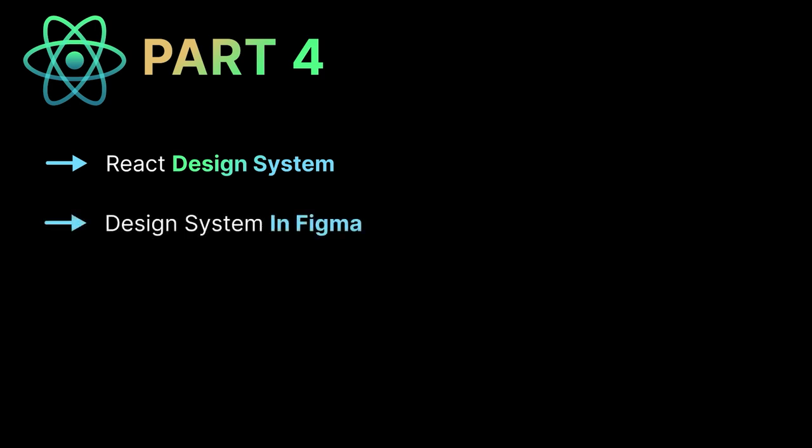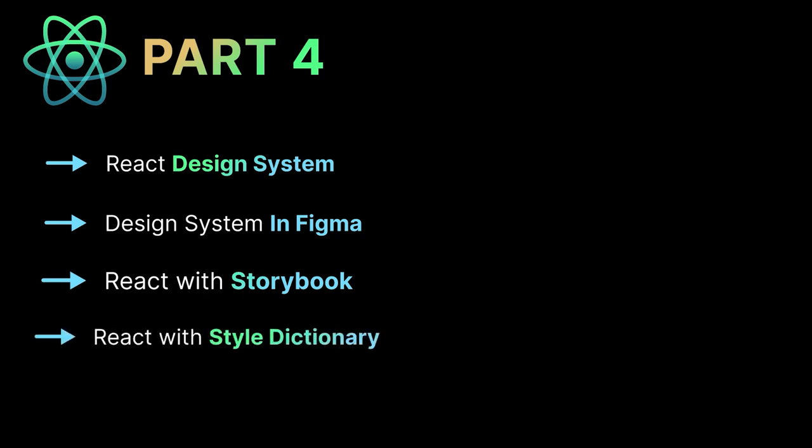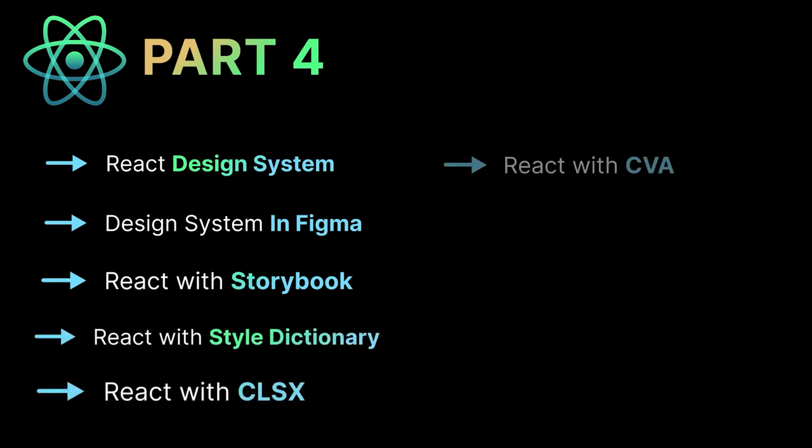And now comes the best part, what you can expect from the video you are currently watching. In the fourth part, we are going to be covering React design systems. We are also going to be building a complete design system in Figma. We will cover React with Storybook, Style Dictionary, CLSX, and CVA, the class variance authority, and then we are going to be building a complete component library from scratch, using tools like CLSX, Tailwind Merge, CVA, and Storybook. We're also going to be testing our component library by using testing tools like Vitest and React Testing Library.